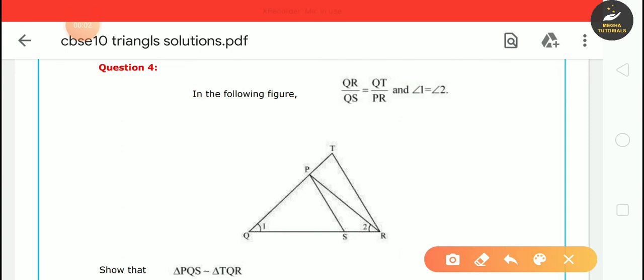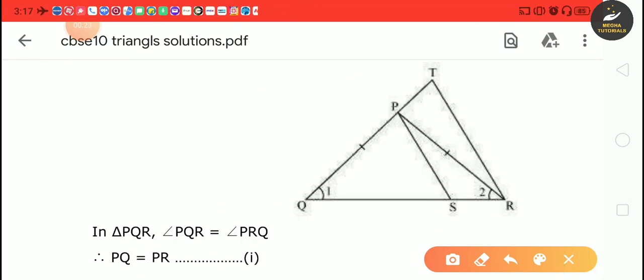Question 4. In the following figure, QR upon QS is equal to QT upon PR and angle 1 is equal to angle 2. We have to show that triangle PQS is similar with triangle TQR. So let's see the solution. So please check the diagram.